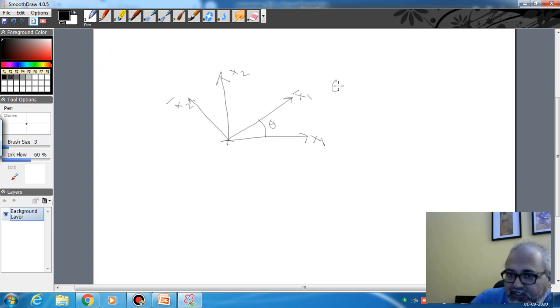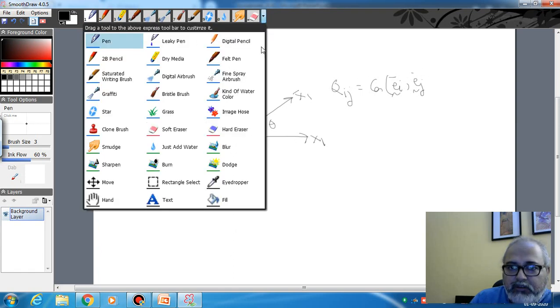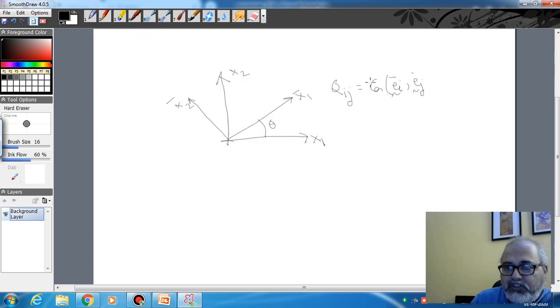So the definition is Qij is equal to cos of new with respect to the old. Oh, we have used the opposite. Okay, let me see, I'm making a mistake here. So we are going to use cos of old with respect to new. This is what we have used.